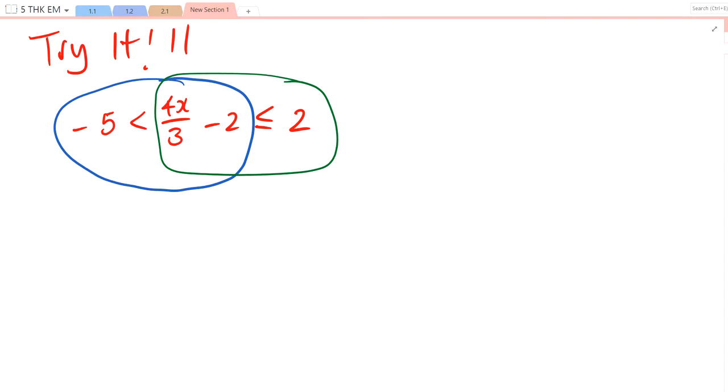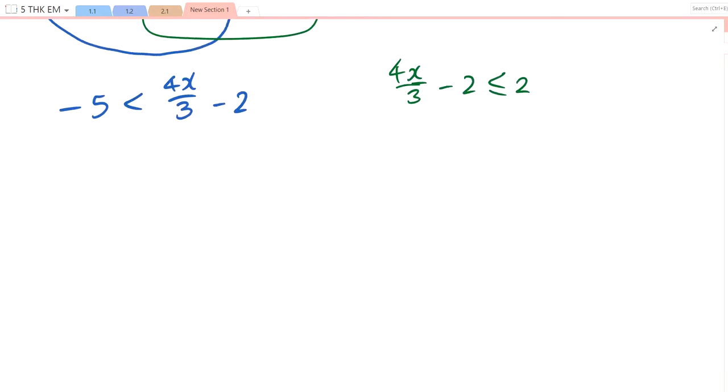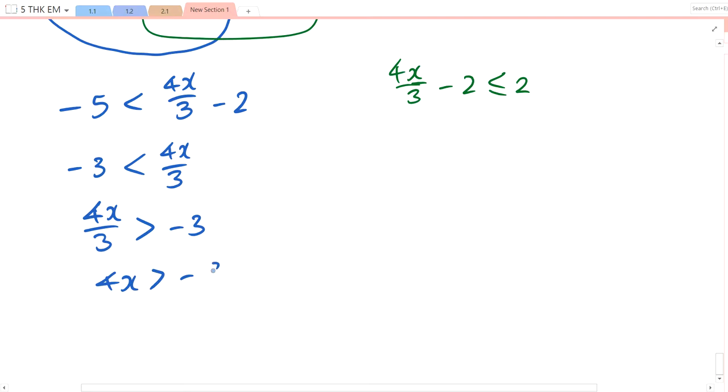So in blue, I can choose to multiply throughout by 3 if I want to. I can choose to add 2 to both sides. Okay, let me copy it down first. Negative 5 less than 4x over 3 minus 2. In green, this is what I have. 4x over 3 minus 2 less than or equal to 2. Okay, so let's work with 1 first. 4x over 3, I add 2 to both sides, I've got negative 3 over here. So 4x over 3 is greater than negative 3. 4x is greater than negative 9. X is greater than negative 9 over 4.